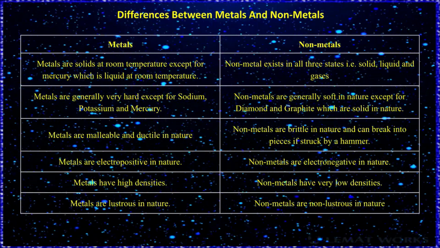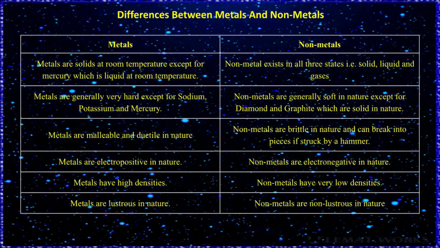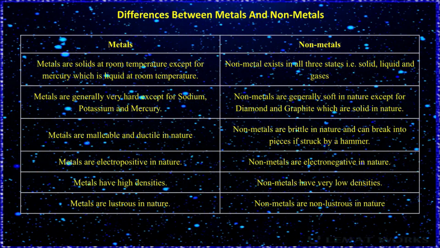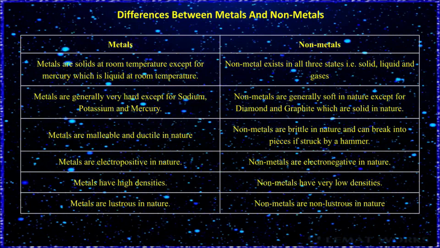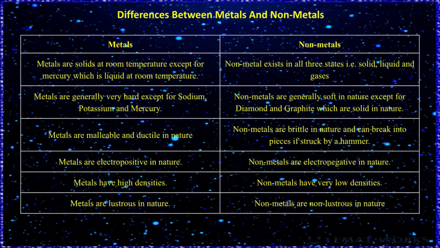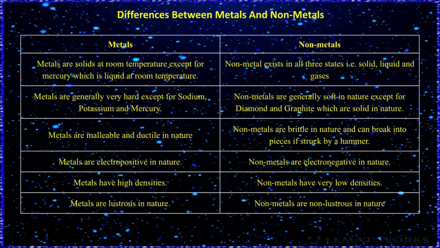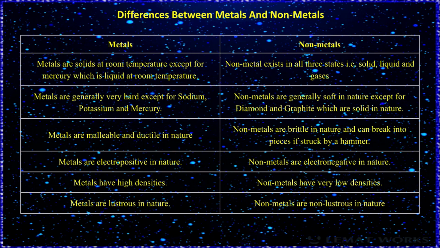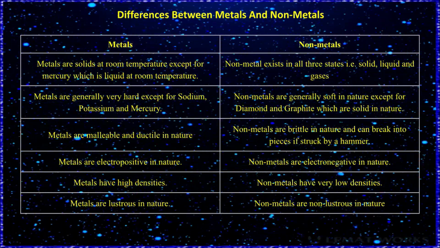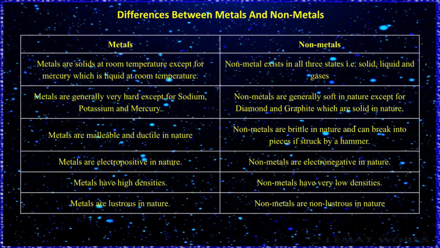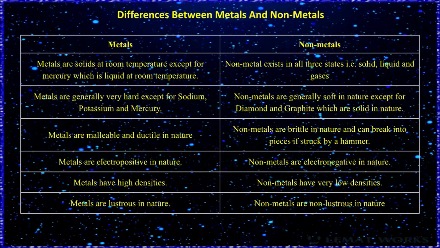Children, let us discuss the difference between metals and nonmetals. The study of metals and nonmetals is very important in the study of chemistry. The basic difference between metals and nonmetals is discussed in the image below. Metals. Metals are solids at room temperature except for mercury, which is a liquid at room temperature. Nonmetals. Nonmetals exist in all three states, that is solid, liquid and gas.